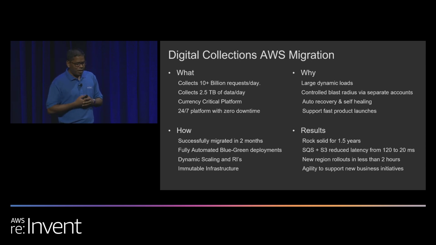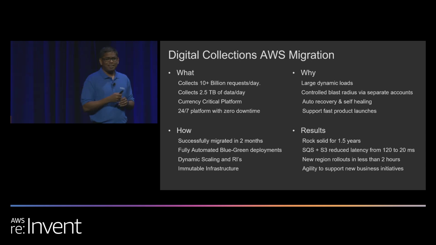The result of our migration is, in the last 1.5 years, we've had rock-solid performance and reliability. And using a combination of SQS and S3, we were able to reduce our latency from 120 milliseconds to 20 milliseconds. We can do new region rollouts in less than 2 hours. It used to take months. We had to negotiate contracts with data centers, and then we could do a rollout. But with AWS in the picture, we can do it in 2 hours. And we have a lot more agility in how we support our business initiatives.